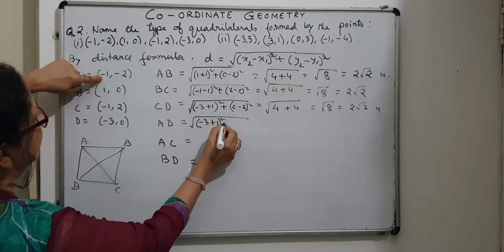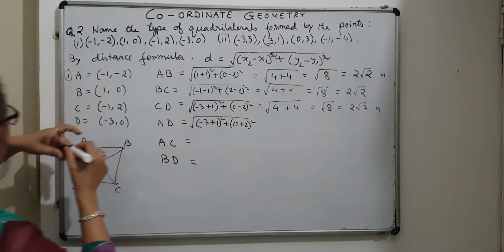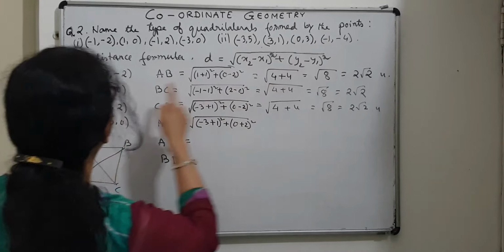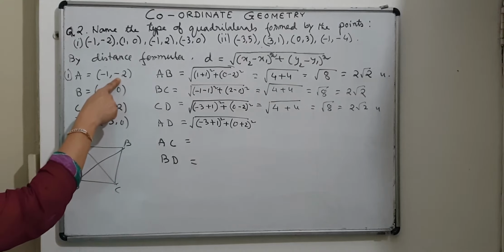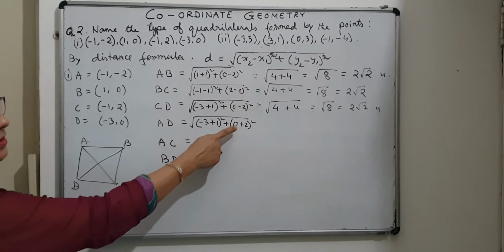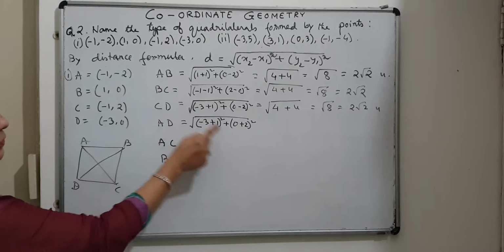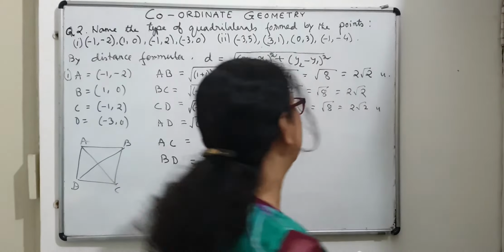Are you getting it? 0 minus plus. So you have to take care, because there is always minus, no? So if the ordinate is minus, then after taking minus it will become plus. That you have to take care of, others will make mistakes. You have to be careful while putting the values. Take care of the signs.